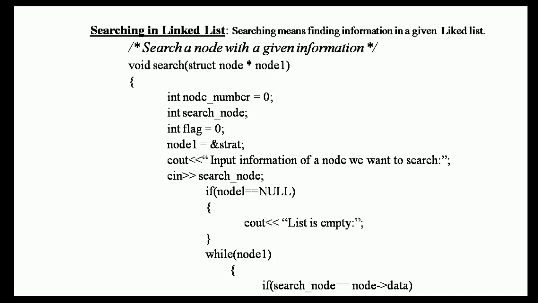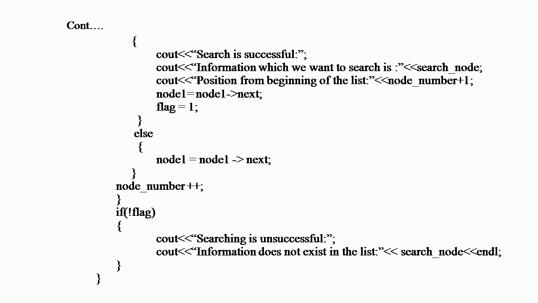Okay, and this way you have created the list. Once again, if node1 == NULL { cout << "List is empty"; } while (node1) { if (search_node == node1->data) { then go to the continuation of that in the program.